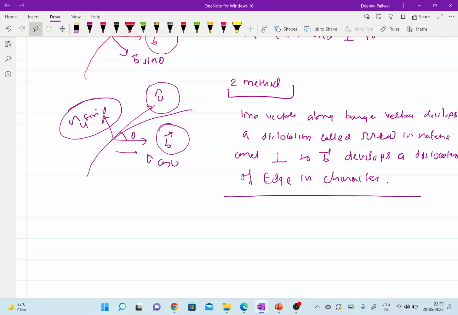Okay, so in the next lecture we will talk about the strain fields which are present around the dislocations, how we can evaluate the strain field, and what the nature of these strain fields will be. That we will discuss in the next lecture.